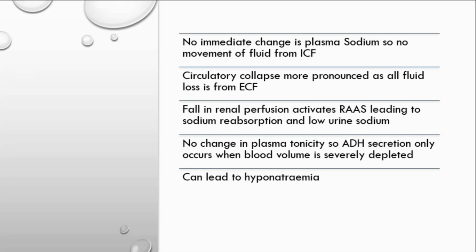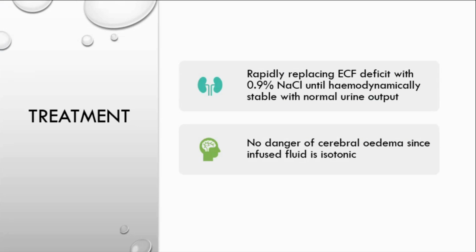So there's no movement of the fluid between the compartments. So you're just losing fluid from your extracellular fluid. So your circulatory collapse is more pronounced. And so this causes a fall in renal perfusion and activates the RAS system. So now we again have the low urine sodium because we're causing sodium reabsorption. But there's no change in the plasma tonicity. So ADH secretion only occurs when the blood volume is very, very depleted, and then it can lead to hyponatremia.